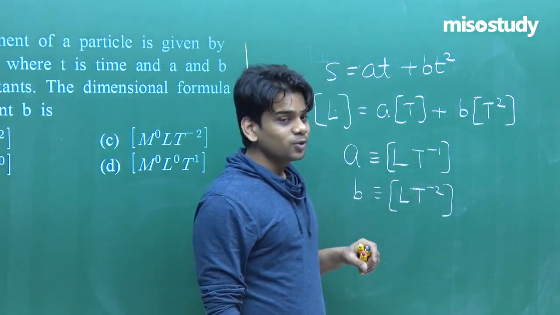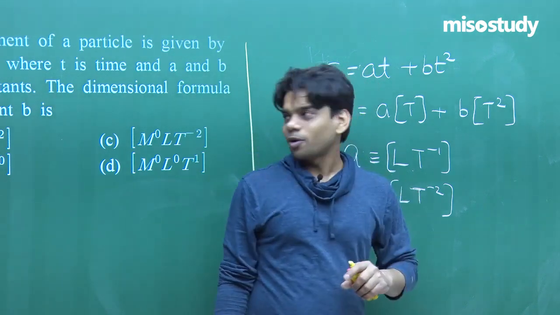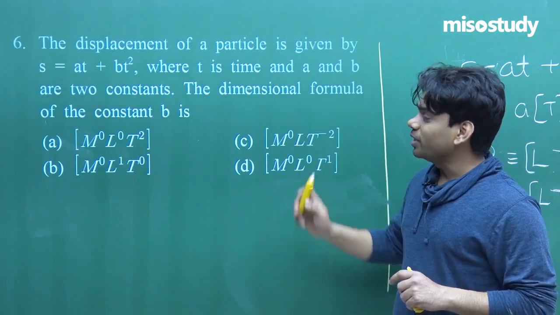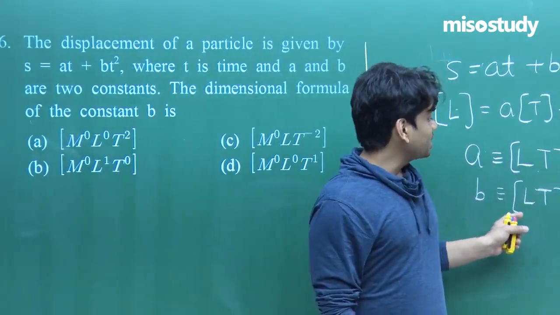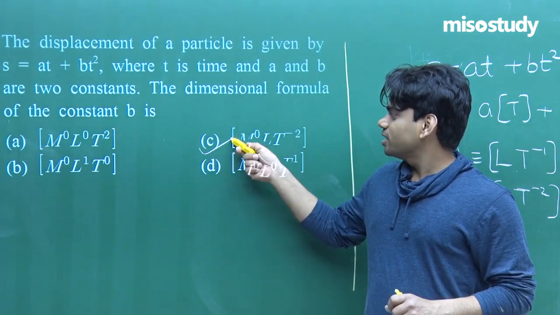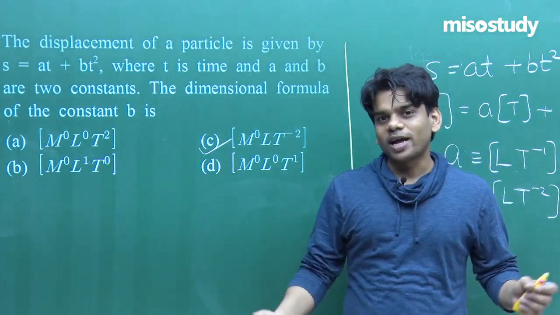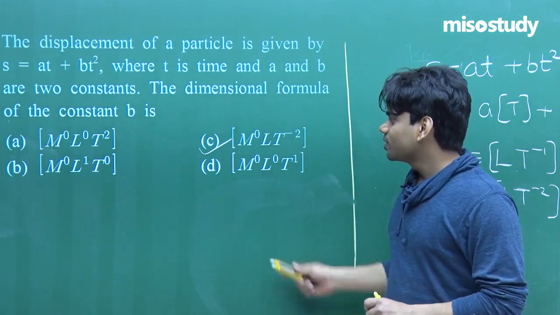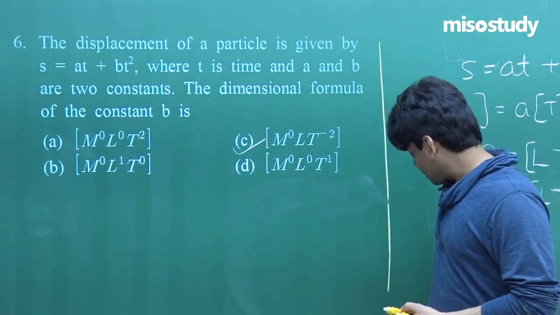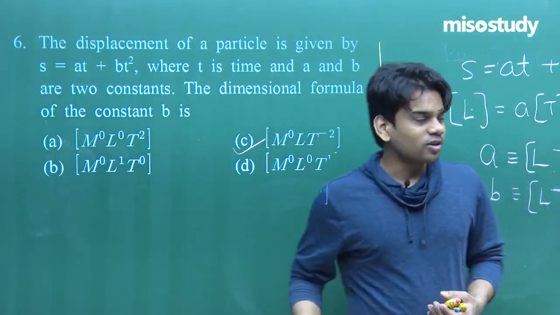This is how we have to do. So LT power minus 1, LT power minus 2. We have to find out only for B. So B is LT power minus 2. So it's M power 0, LT power minus 2. Option number C is the right option. M power 0, there is no value for the mass, its power will be 0. So M power 0, LT power minus 2. This will be the dimensional formula for the constant B.